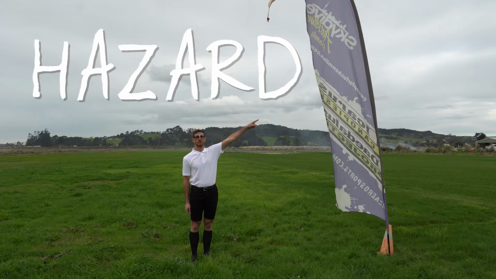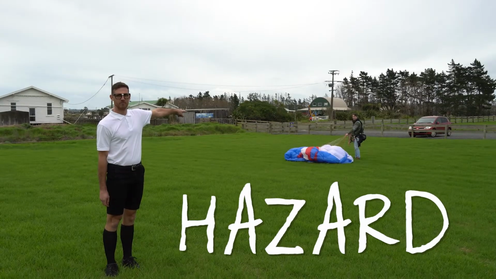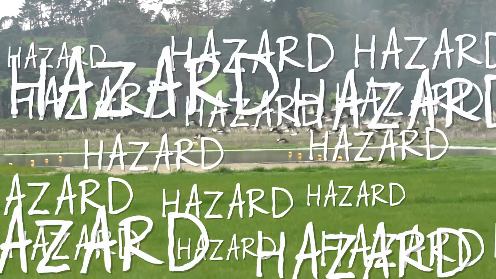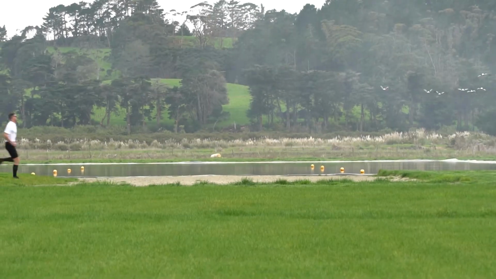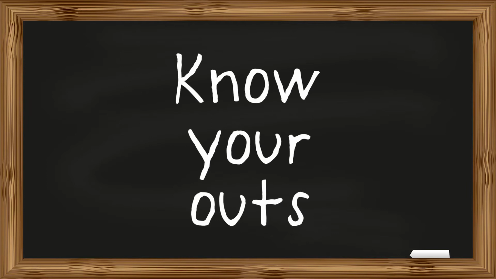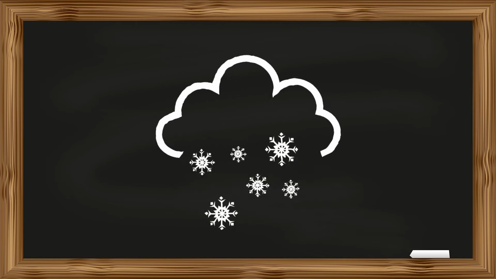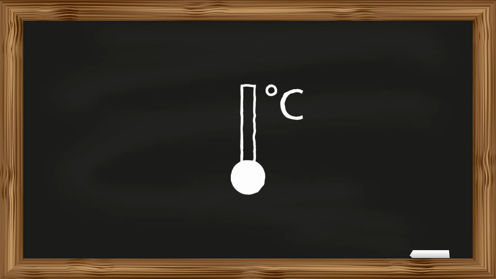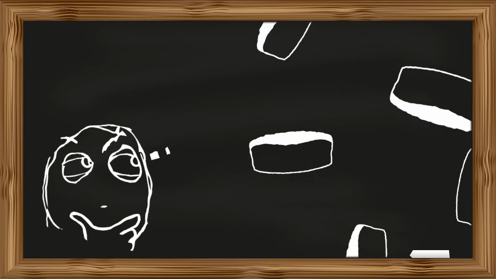Make note of any hazards in and around the landing area. Be familiar with your off-DZ landing options, just in case you need to use them. Be aware of how different weather conditions and temperatures can affect your landing. Keep an eye out for traffic and do your best to create separation for landing.